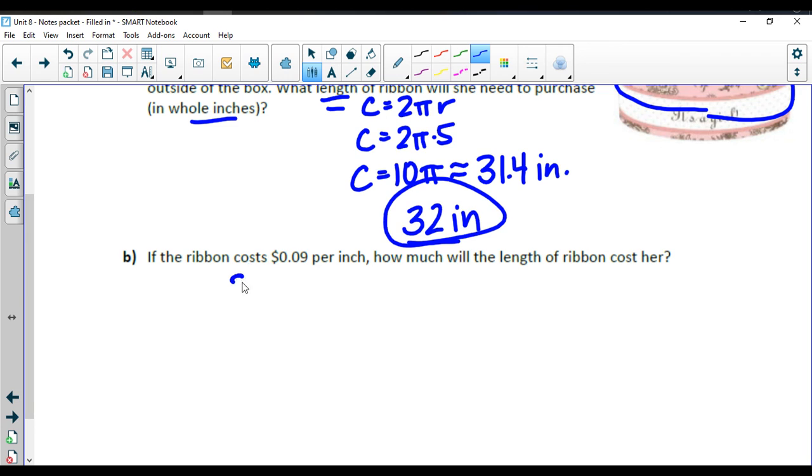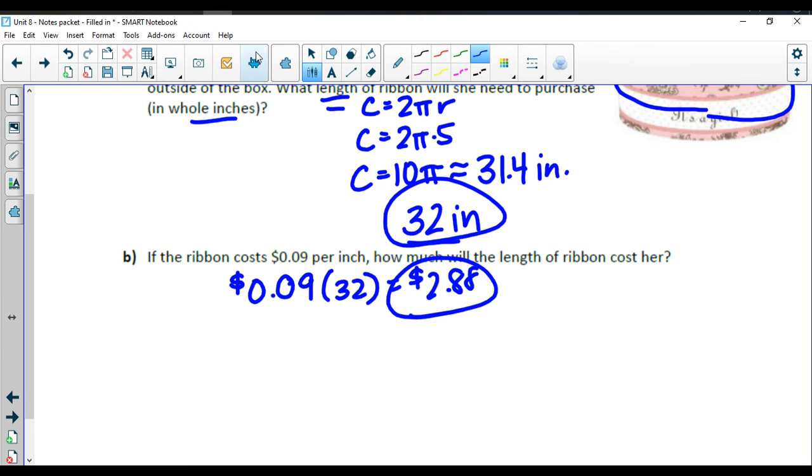For the last step, if it's 9 cents per inch, what's it going to cost her? So 9 cents times 32. And I get $2.88 then for Reagan's total cost for buying the ribbon to go around.